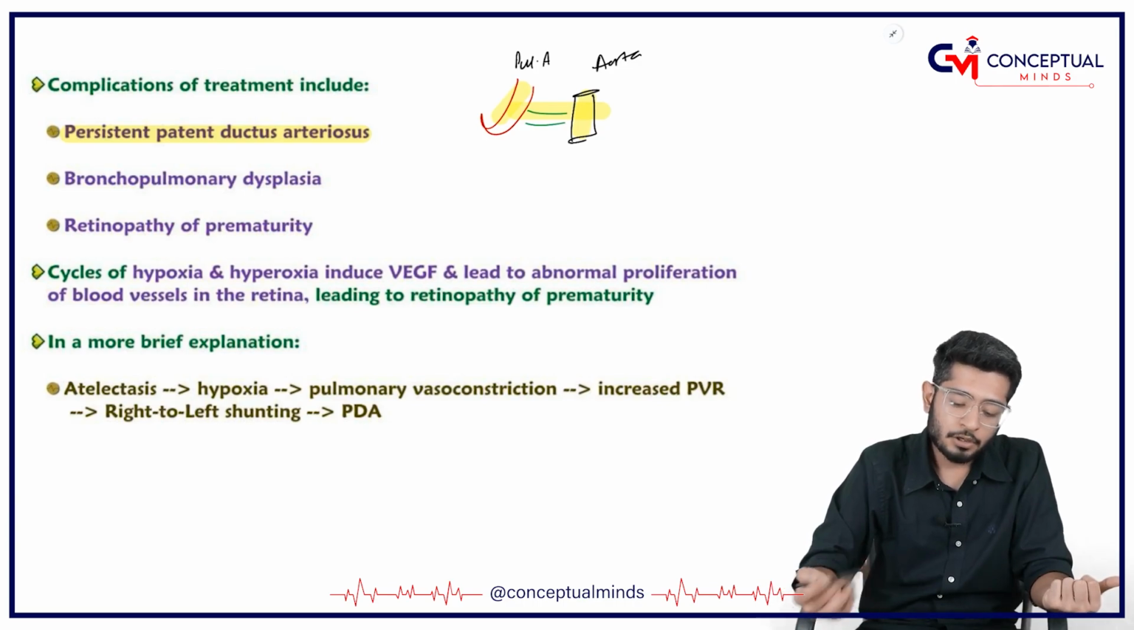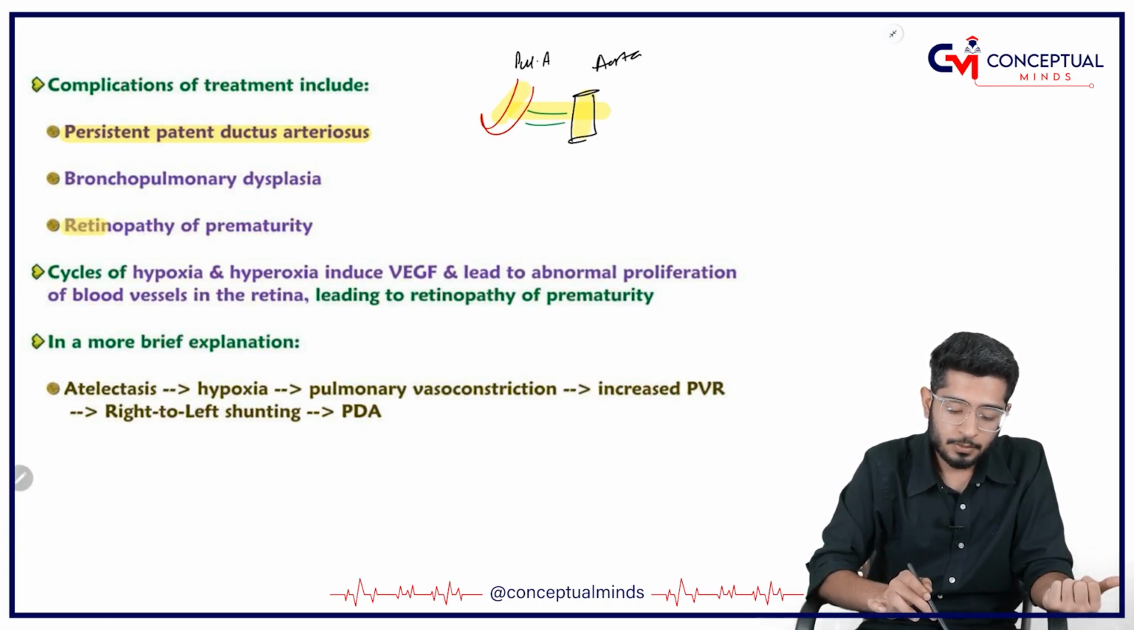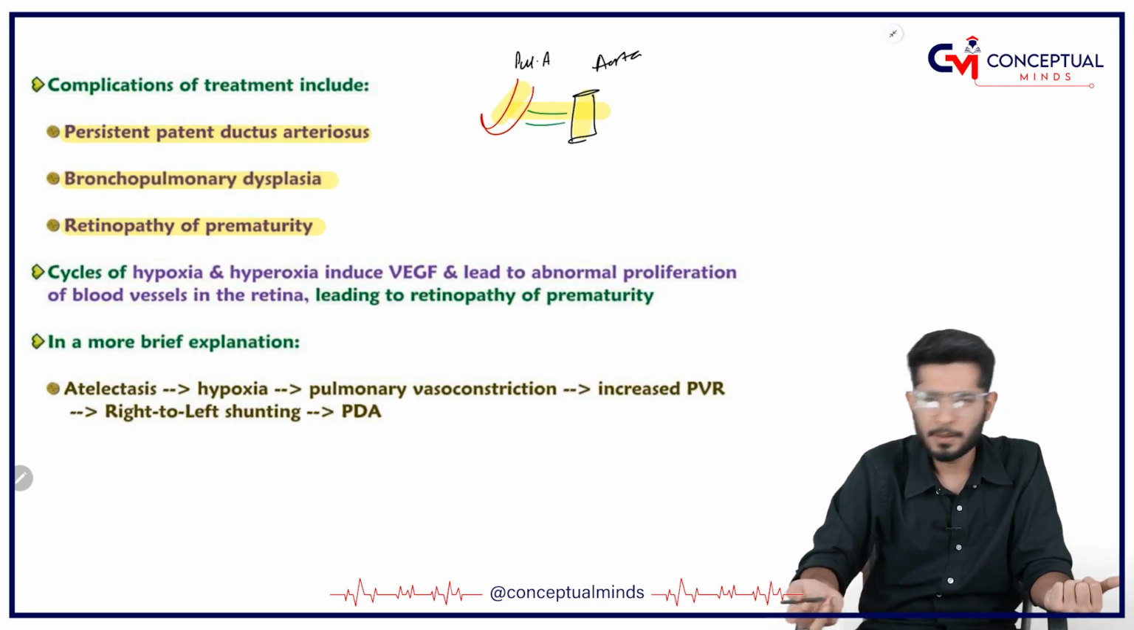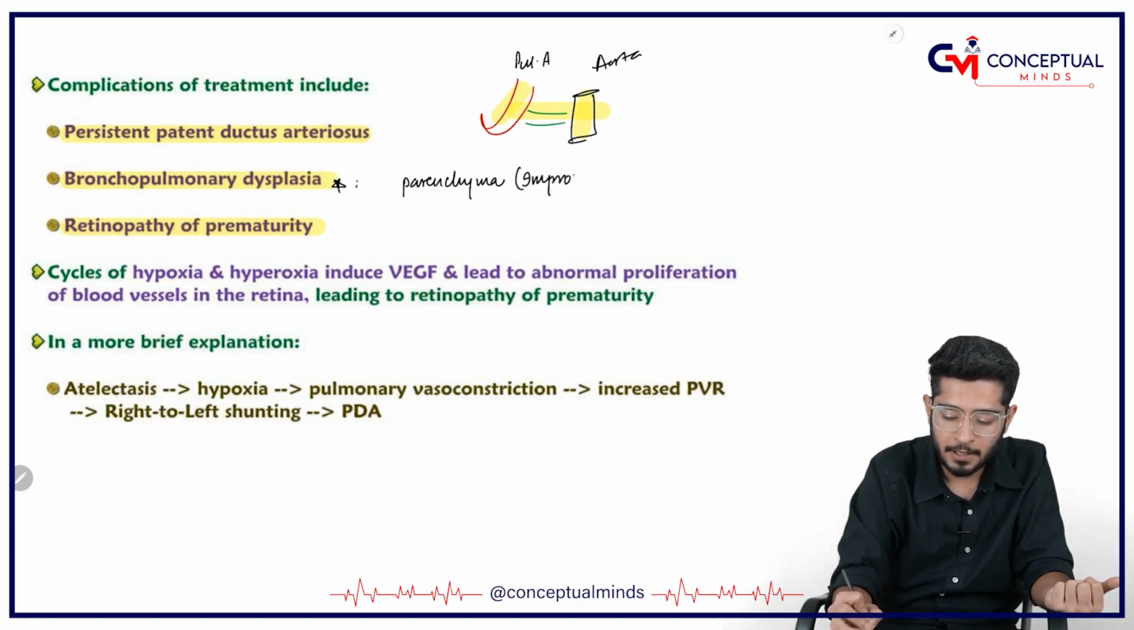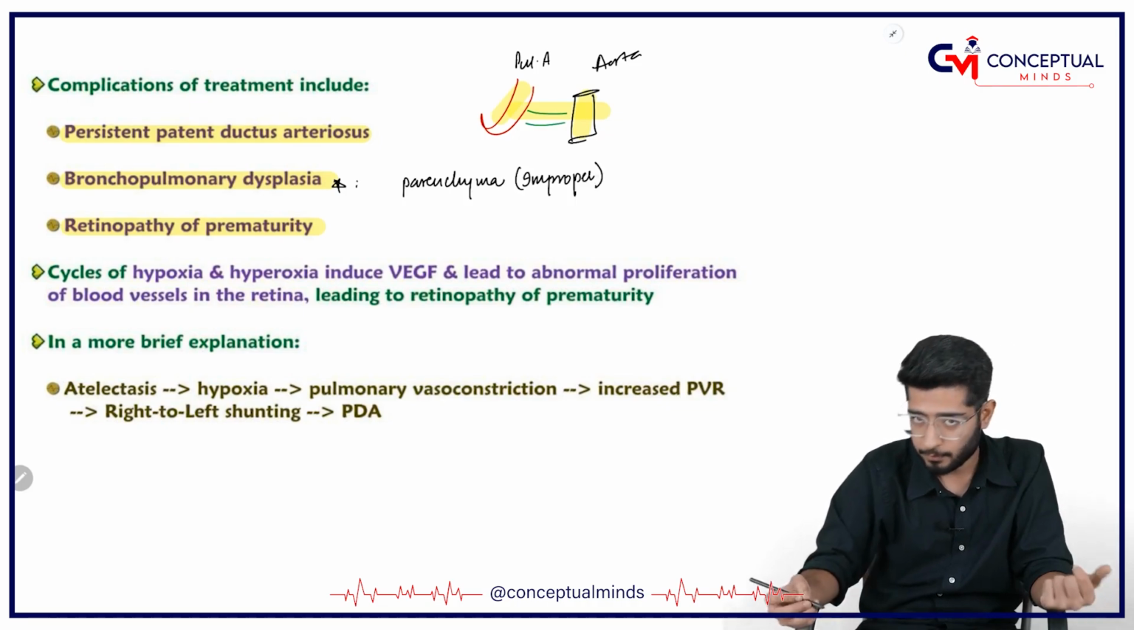Alright. Other complications which can be there are retinopathy of prematurity and bronchopulmonary dysplasia. Bronchopulmonary dysplasia means that there will be no new cell formation. Okay, no parenchyma formation. Or you can say that improper parenchyma of the lung will start to get formed. And what about retinopathy of prematurity?